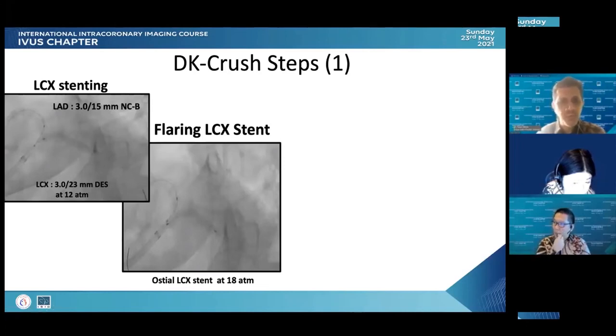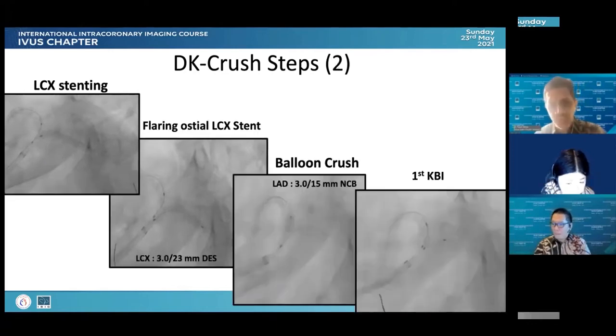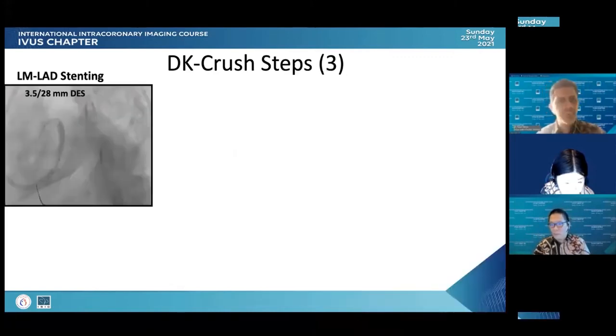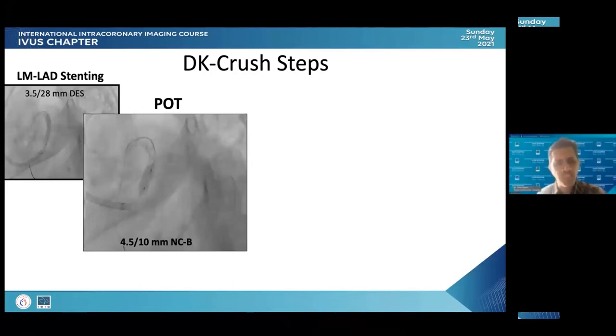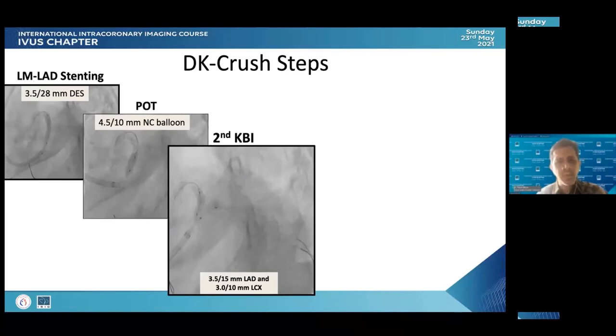And then afterward, we flared the circumflex stent up to 18 ATM. We pulled back the balloon a bit and then flared to 18 ATM. And then afterward, we crushed the circumflex stent after removing the balloon, and then we performed the first kissing balloon. Afterward, we put a 3.5 DES from the LAD to the left main, followed by a POT using a 4.5 balloon, and then a second kissing balloon, 3.5 in the LAD and 3.0 to the circumflex.